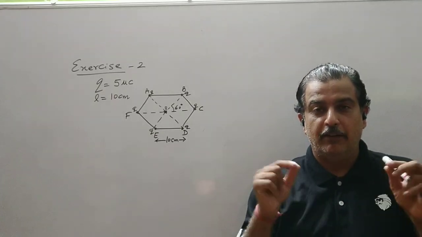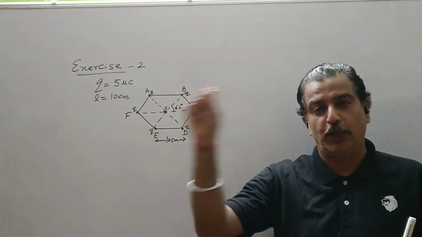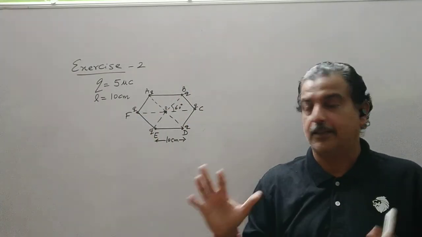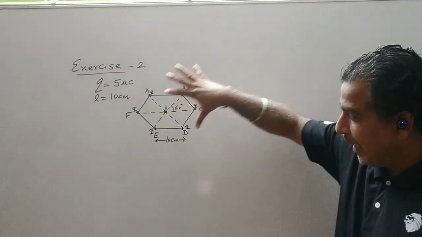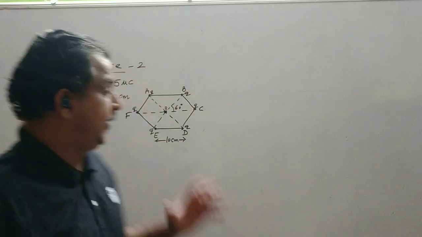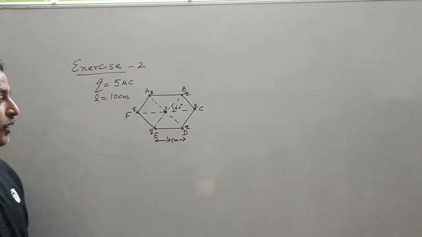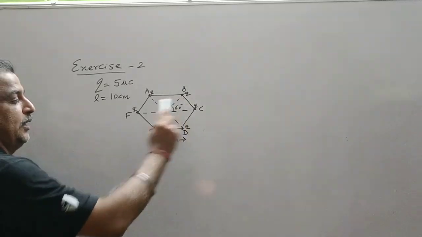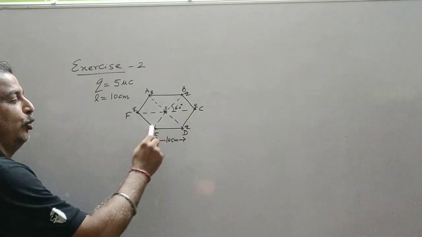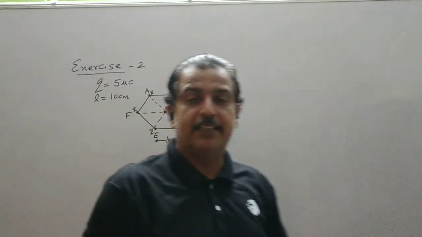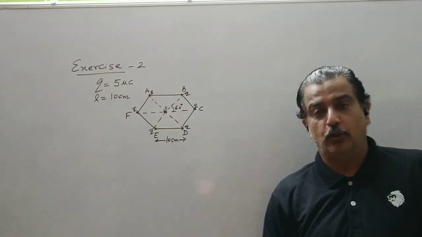We will find out potential at center due to 1, potential at center due to 2, potential at center due to 3. Like this, we have 6 source charges. Now when we talk about a regular hexagon, there are 6 equilateral triangles: BOC, COD, DOE, FOE. Like this, you have 6 equilateral triangles, because it is a regular hexagon.